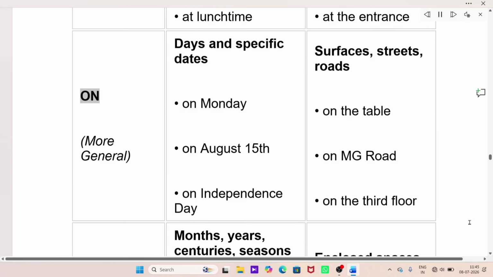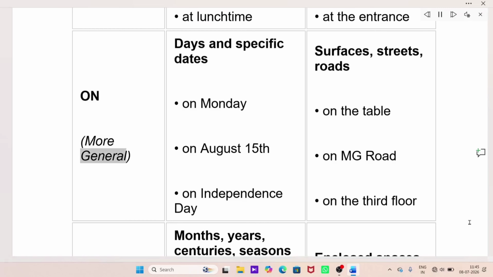On. More general. Days and specific dates. On Monday. On August 15th. On Independence Day. Surfaces, streets, roads. On the table. On MG Road. On the third floor.